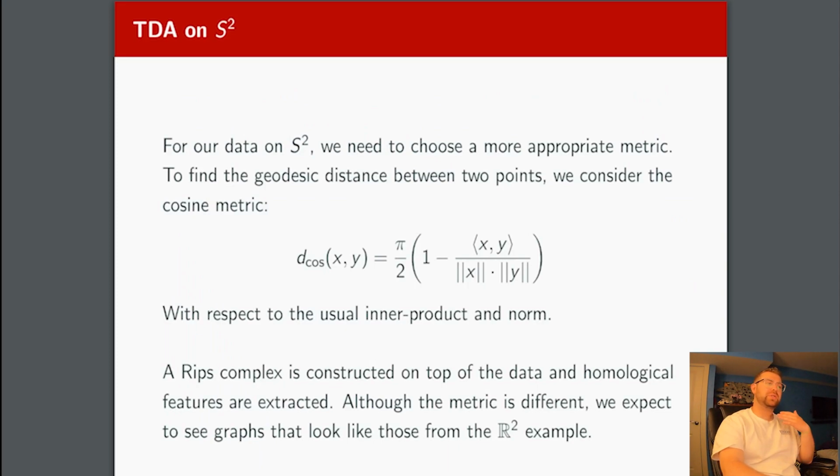Using the metric on the sphere is not necessarily trivial, but you can do a little bit of linear algebra, and you can come up with this cosine metric. This is just the geodesic distance on the sphere. Nothing crazy here, just some linear algebra. You can come up with this pretty easily. And so using this metric, we looked at the Rips complex of this thing. And like I said, we expect these graphs to look like the R2 example, because it's the same kind of homology, but just in a different metric.